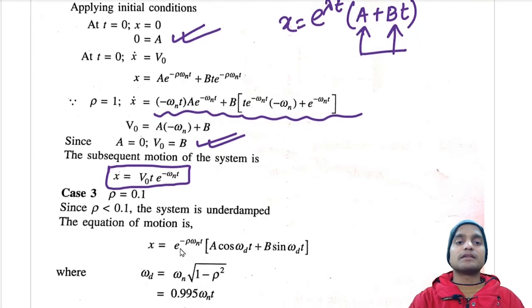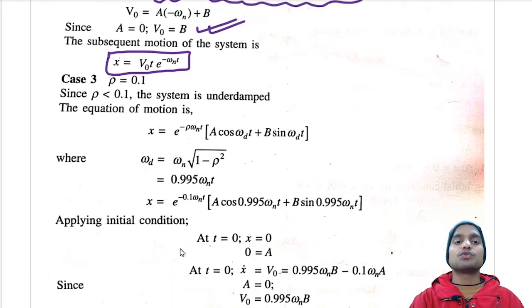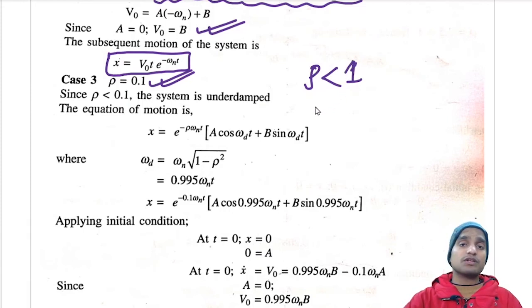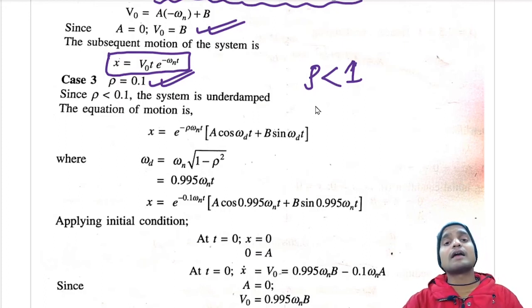Now let's take case 3 when rho is equal to 0.1. This is the damping ratio here, and damping ratio rho is smaller than 1. So we can say that the system is underdamped and there will be oscillation. So there will be both two terms here. There will be exponential decay of amplitude and there will be harmonic terms also.